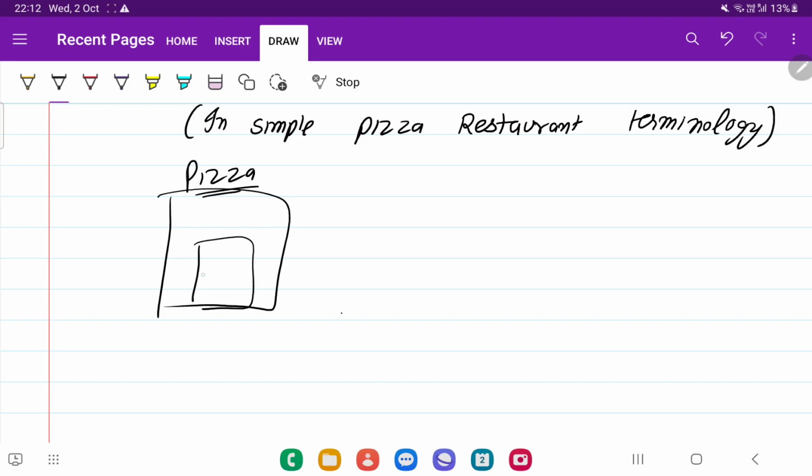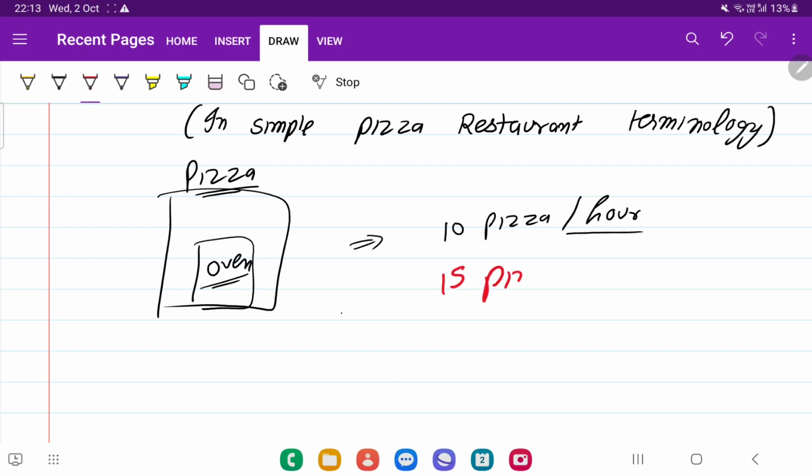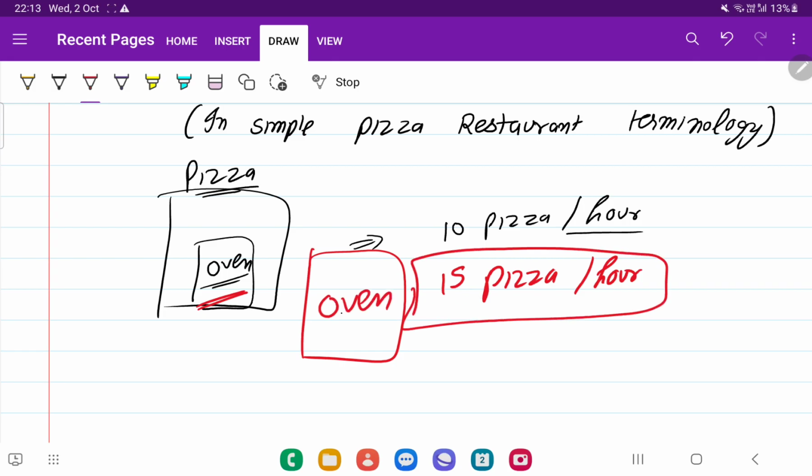There is one oven that is going to be used to bake the pizza. Let's say this oven is making 10 pizza in 1 hour. Okay, now let's say there is a demand in your shop and they need 15 pizza in 1 hour. So what you can do, you can buy a new oven which is of big size, okay, which can generate 15 pizza per hour.